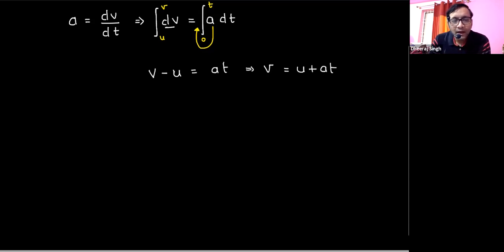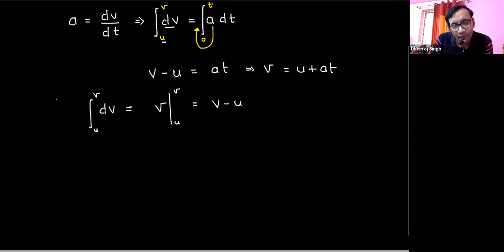Got it? You have done indefinite integrals, but there is a definite integral also. You have to just simply put the limits. For example, over here, integral of dv is v. But if you have limits like u and v, first substitute the upper limit in whatever integral you got, minus the lower limit. This is how you substitute the limits when you integrate. That is the only difference between definite and indefinite as far as physics is concerned.